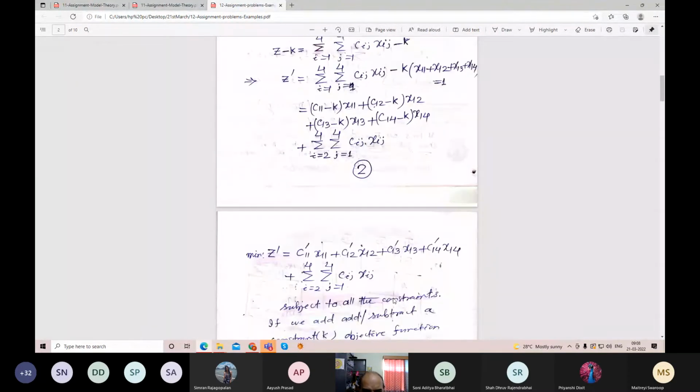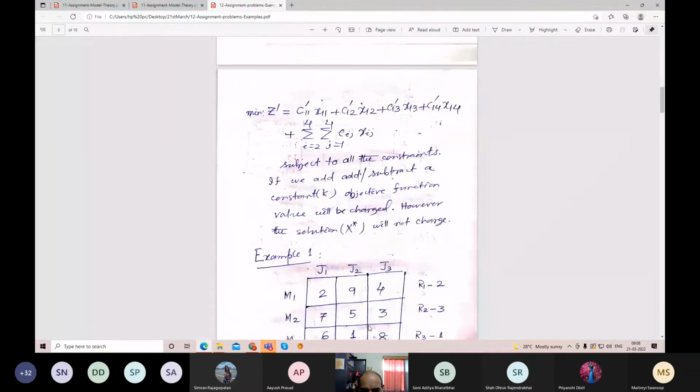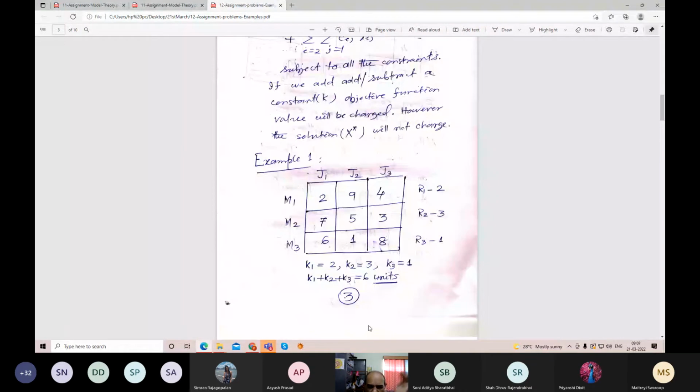So you can write this in this manner: C11 dash x11, C12 dash x12, C13 dash x13, C14 dash into x14 plus this, subject to the constraints. So what is the conclusion? If you add or subtract a constant, the objective function value will change. However, the solution will not change. A small example. Here I am just stating example 1.